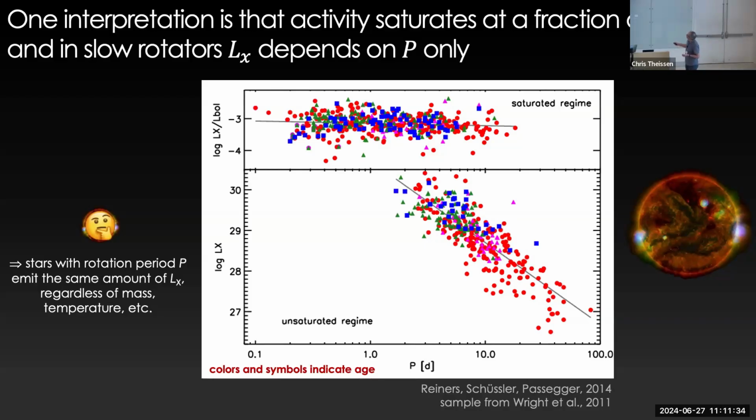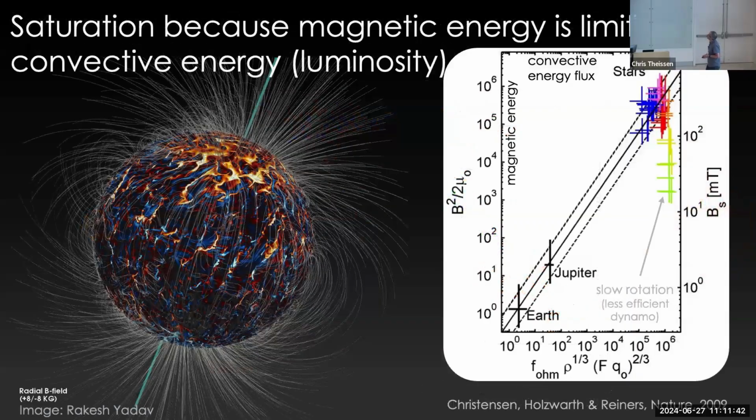So here you are depending on p, and at some point you are saturated. And why are you saturated here at x over L ball? Here, one idea is that this could go together and could be explained by some sort of a geodynamo model, where essentially the idea is that the saturation kicks in because the convective energy scales with the luminosity, okay?